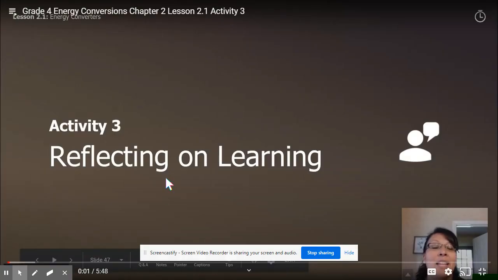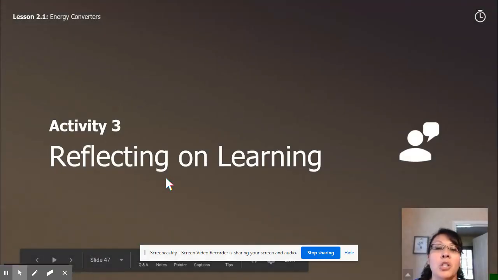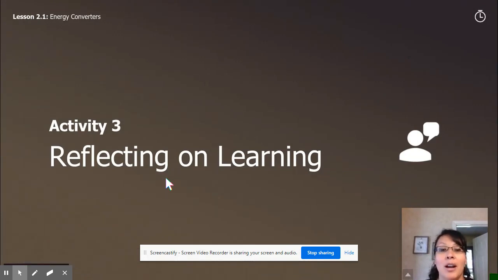Welcome to science. We are in energy conversions, grade 4, chapter 2, lesson 1. We are now on activity 3, and we're going to reflect on our learning.